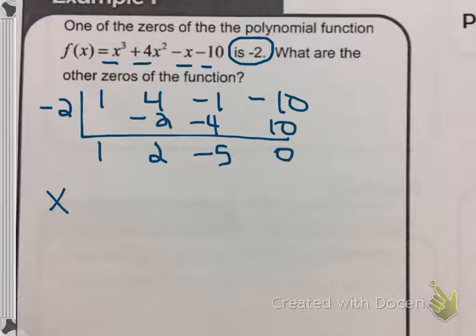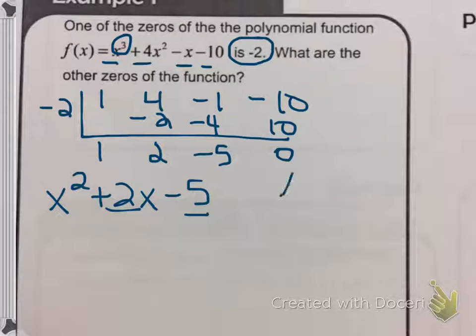So my equation right here, because I had a power 3, I'm going to start with a power of 2. I have x squared plus 2x minus 5. Now this won't actually factor. I cannot find numbers that will multiply to a -5 and add to a positive 2. So what I need to do is use the quadratic formula.